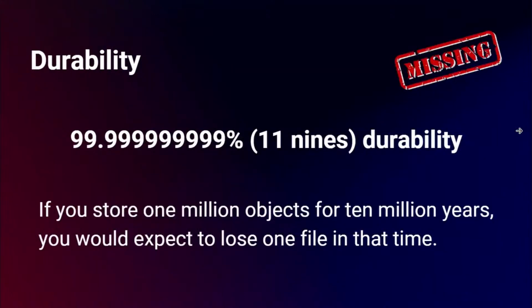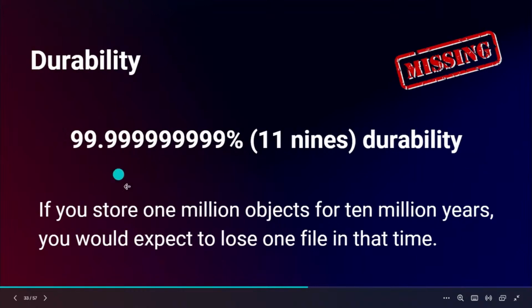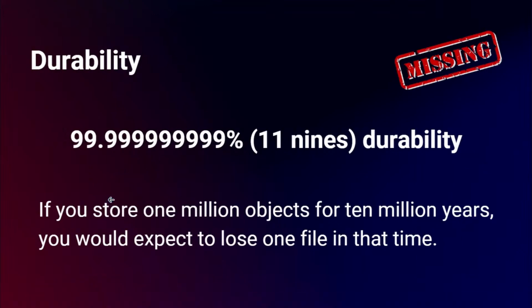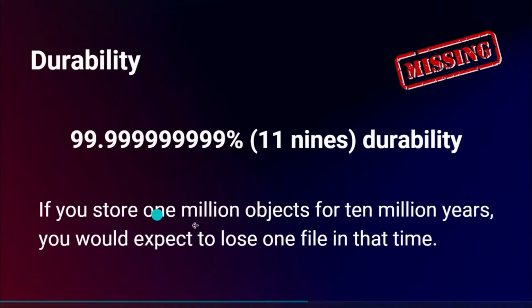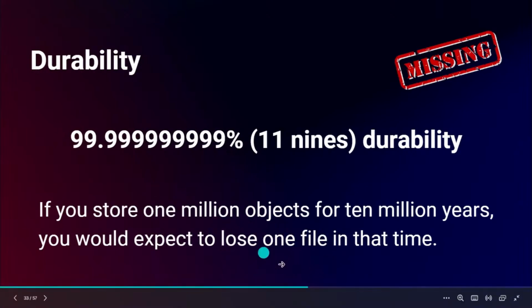And what is durability? There is something known as 11 nines, totally. 99.999999999, it's called 11 nines. You can search it on the internet. They mention durability. If you store 1 million objects for 10 million years in AWS, they say you would expect to lose one file in that time. Compare 1 million objects for 10 million years: in this entire duration, you may lose one file. This is called 11 nines. It's highly durable.